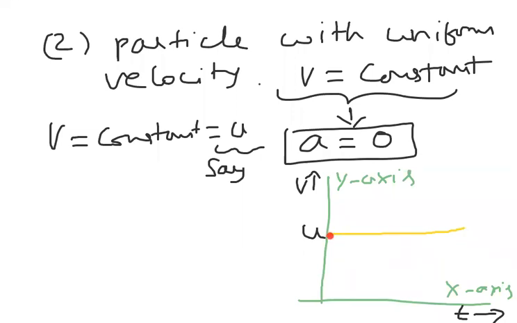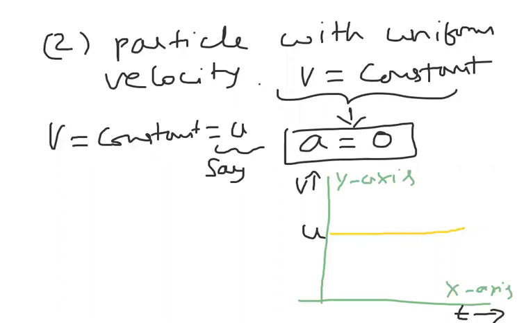What is the u value at the starting? Everywhere it is the same. Your time is changing from one point to another, but the velocity value is not changing. Velocity value is constant for change of time. Then we call this the particle moving with uniform velocity. Whenever you say velocity is constant, acceleration is zero, because acceleration is the rate of change of velocity.